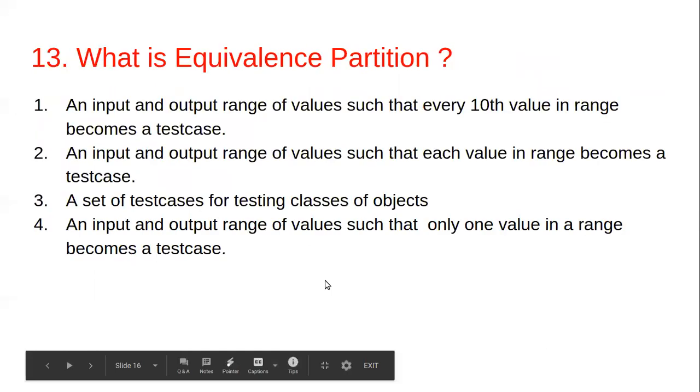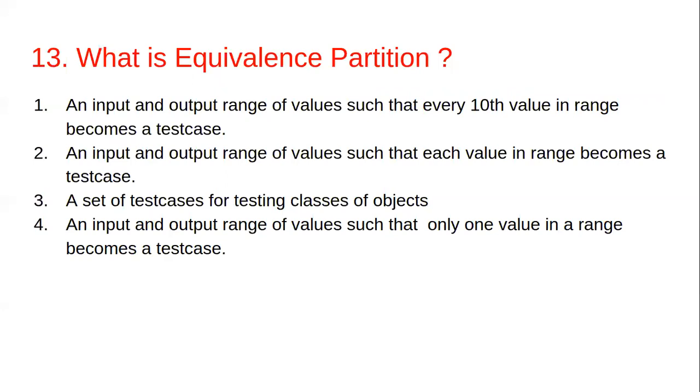Question number 13. What is equivalence partition? So these are the options: input output range of values such that every 10th value in the range becomes a test case. This could not be the answer. Second is an input output range of value such that each value in range becomes a test case. This also could not be a right answer, as equivalence partition is used to reduce the number of test cases, so it will increase our test cases. Number 3, a set of test cases for testing classes of objects, and an input and output range of values such that only one value in a range becomes a test case. So the right answer for this is 4.